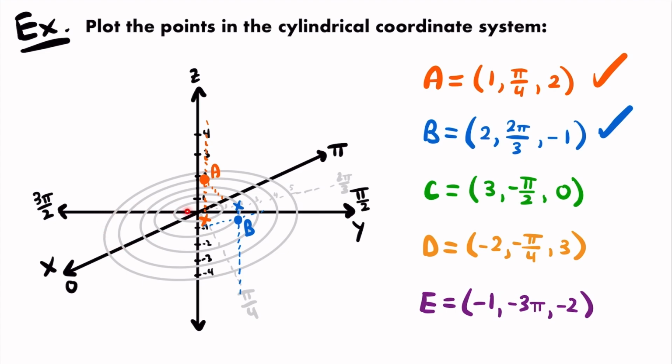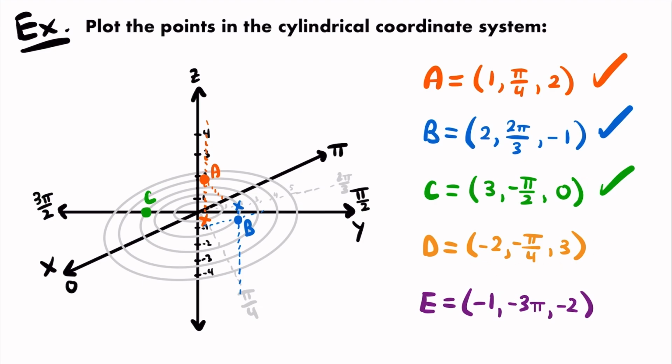So we know we're going to be along this line, but then our radius is 3, so we just have to count to the third circle. 1, 2, 3. This is where our point will be. All right, we don't need to draw an X or anything. That is our point C in this cylindrical coordinate system. Because the z-coordinate is 0, we don't go up or down along the z-axis. That point is just in the xy plane. Okay, so we can check that one off.